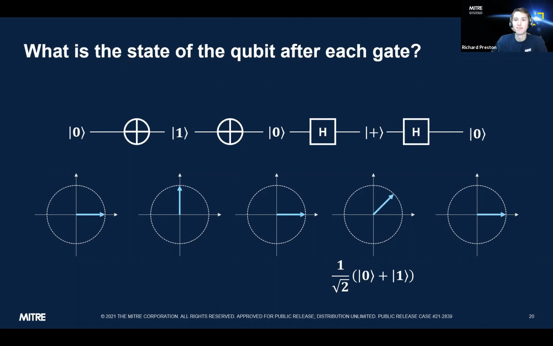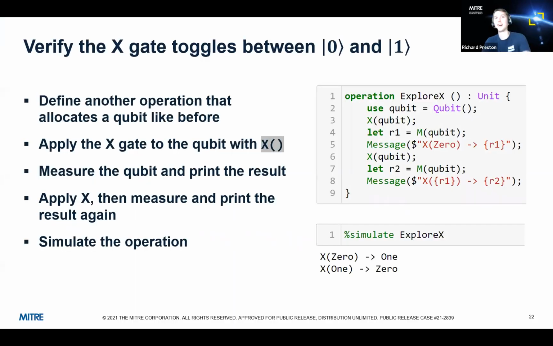All right, let's try it out. Go back to your browser. Hopefully you didn't close it out. Go back to your Jupyter notebook. And by the way, if it freezes on you, you might be able to restart the kernel, and that might get it unstuck. But yeah, let's try the X gate. So define a new operation, and we're going to just allocate a qubit just like we did before. But now we're going to apply the X gate to it. As you might expect, to do that we just say X qubit. It's like calling a function, but it's an operation.